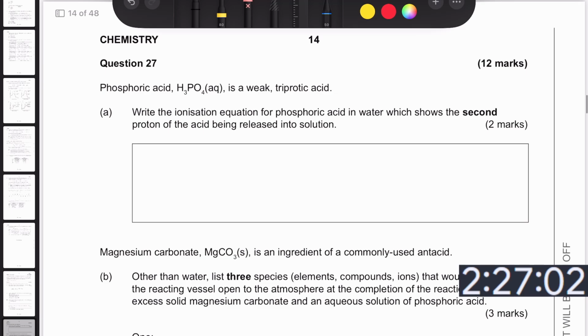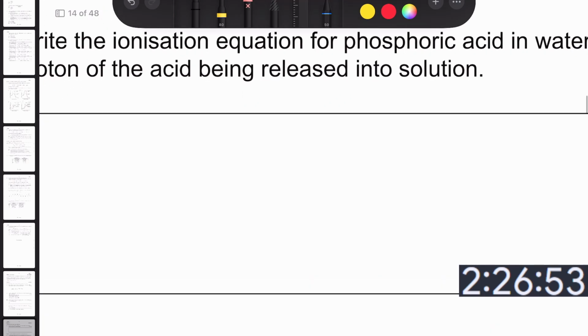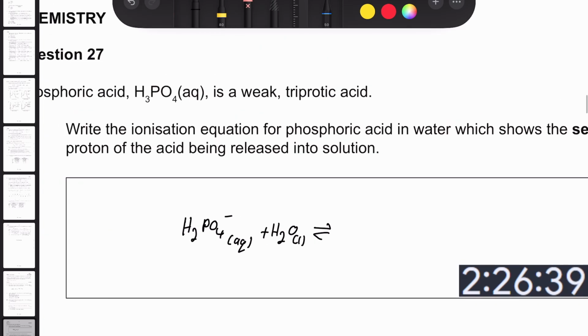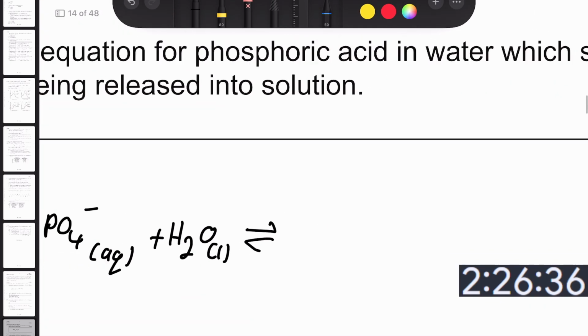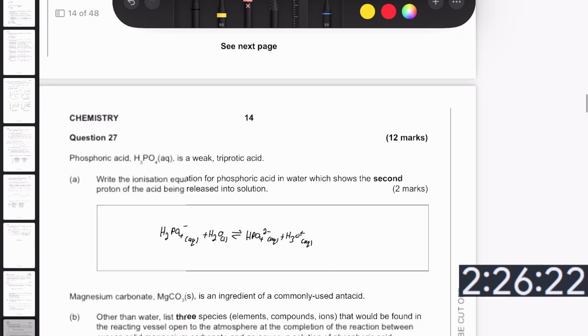Phosphoric acid is a weak triprotic acid. Write the ionization equation for phosphoric acid, which shows the second proton being released into solution. So that means we've already lost one. So I'm going to have H2PO4 minus plus H2O liquid. This is going to be reversible. And then we're going to have HPO4 2 minus aqueous plus H3O plus, and this will be aqueous.